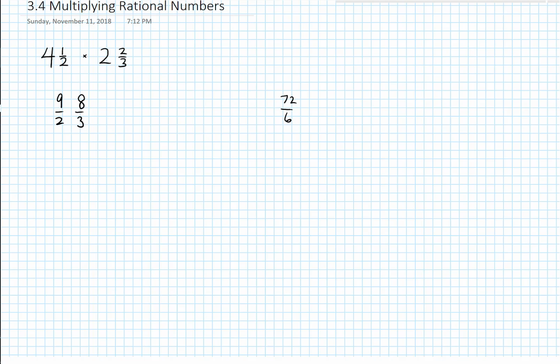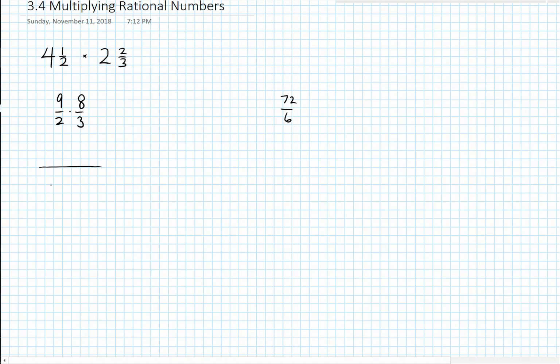But there's, in general, a much easier way to deal with this, to keep the numbers smaller and more manageable and not have to worry about reducing these big numerators and denominators later on. And that is to simply look for common factors in the numerator and the denominator. So 9 over 2 is fully reduced, and 8 over 3 is also fully reduced. But when you are multiplying, you're essentially creating one big fraction. And so you should just write it as one big fraction.